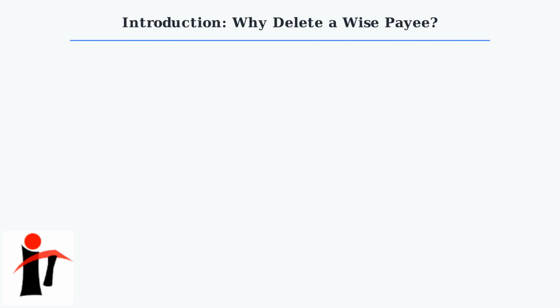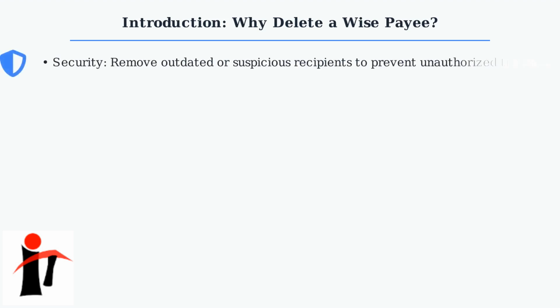Managing your payees in Wise is crucial for maintaining a secure and organized account. Whether you're removing outdated contacts, preventing potential fraud, or simply cleaning up your recipient list, deleting payees helps protect your money and streamline your transfers. Security is the primary reason to delete payees. Removing recipients you no longer need prevents unauthorized or accidental transfers, keeping your funds safe.